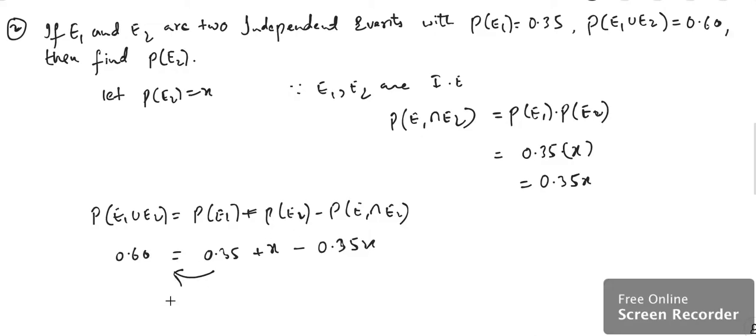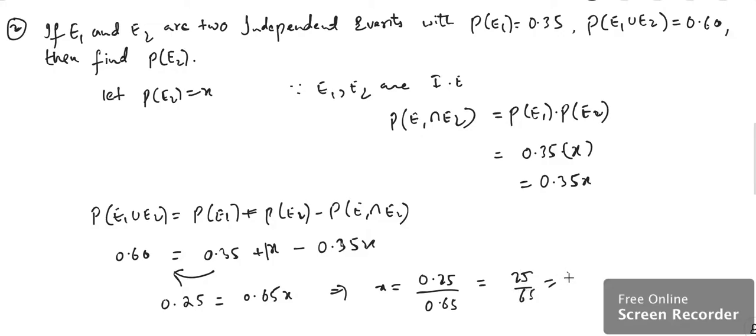When you subtract 0.35 on both sides, you get 0.60 minus 0.35, which means 0.25. And 1 minus 0.35 will give you 0.65, because we're subtracting from 1. So in order to get x, divide 0.25 by 0.65. So basically 25 over 65, 5 times 5, 5 times 13, and that's your probability for E2.